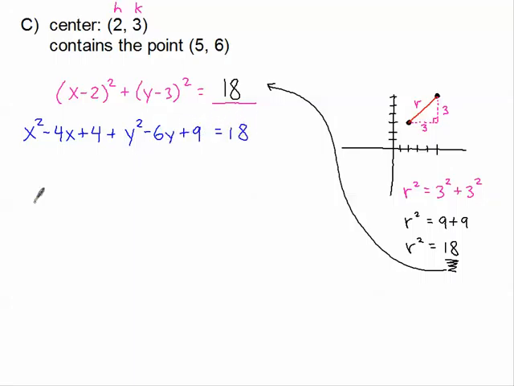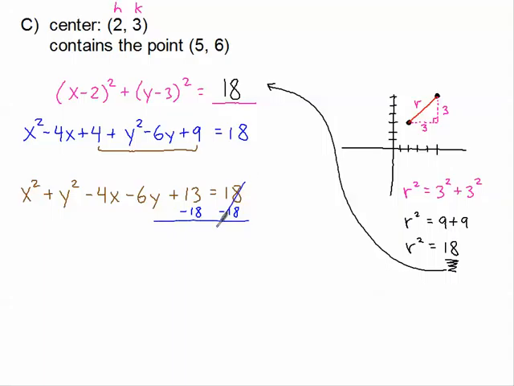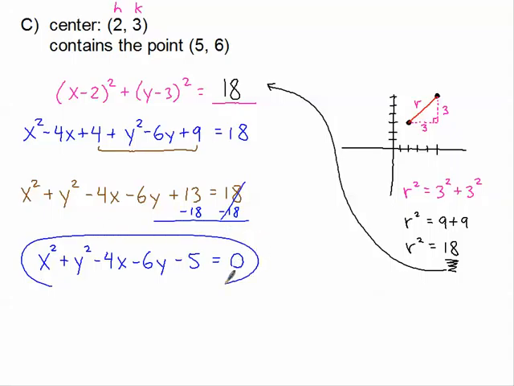Now let's get our terms in the correct order. x squared should come first. y squared should come second. Then our linear x term, then our linear y term. Combine these two numbers together. In this case, that makes 13, and that's all equal to 18. And one final step, set it equal to 0. So I'll subtract my 18, and I've got x squared plus y squared minus 4x minus 6y, and this makes negative 5. So minus 5, all equal to 0. This is our general form for the circle that has this given information.